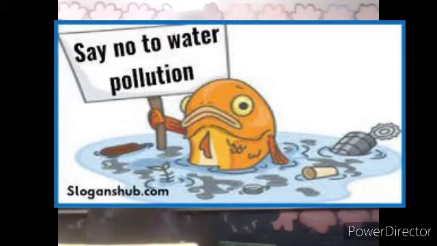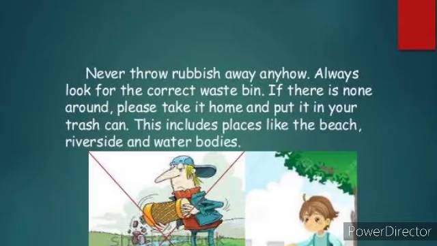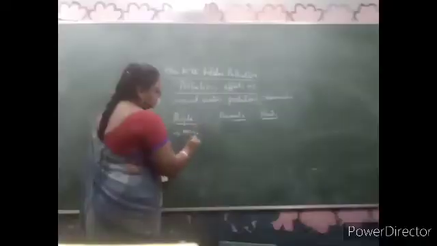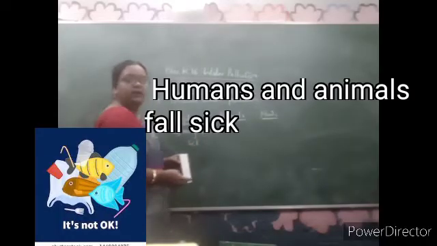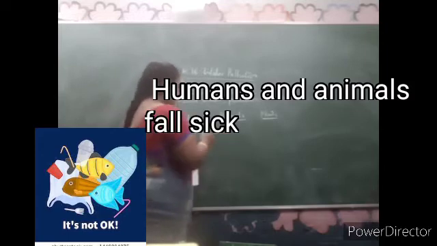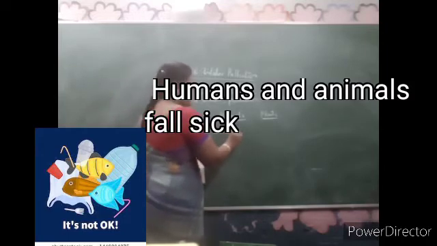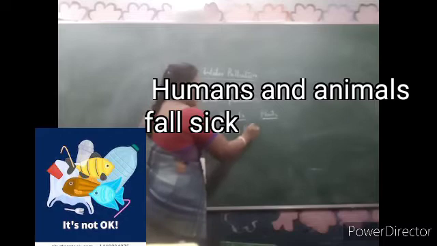So let us write that out and learn how it is affecting the living things. Just you see this, children, and you can make a note of it also. If people drink the polluted water, what will happen? They may fall sick and get different diseases. If animals drink the polluted water, they may also fall sick and get different diseases.